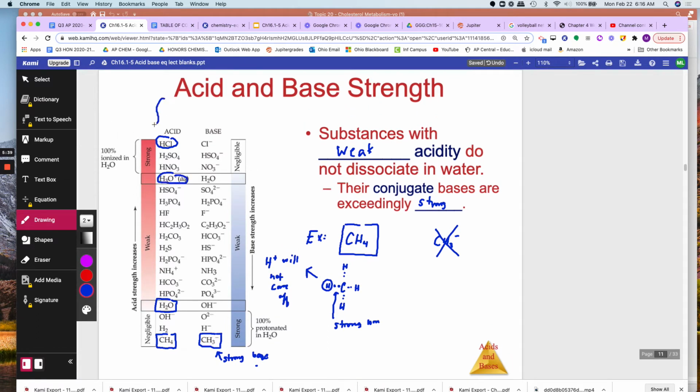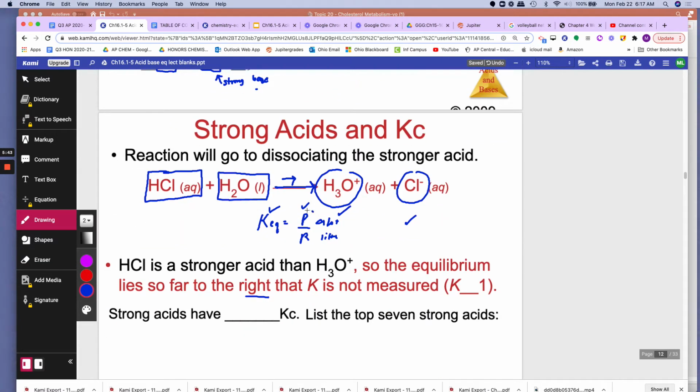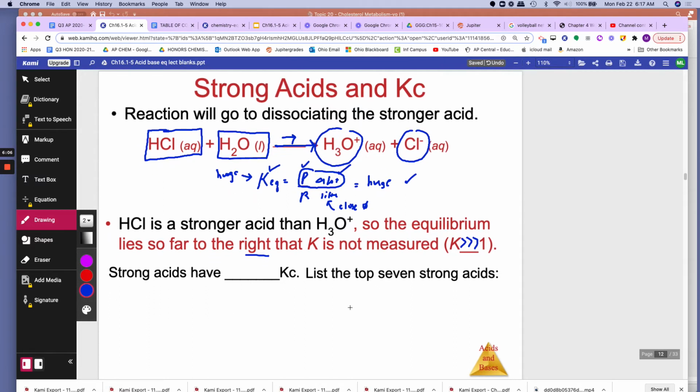It's way up here. This Ka is so big, because the reactant concentration is really close to zero, close to nothing, which means this number is really big. If you were trying to measure it, it's unmeasurable. So you're just going to say it's really, really big. Strong acids have really big Kcs.